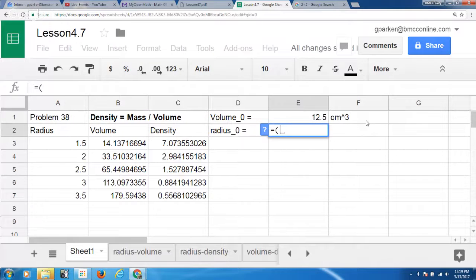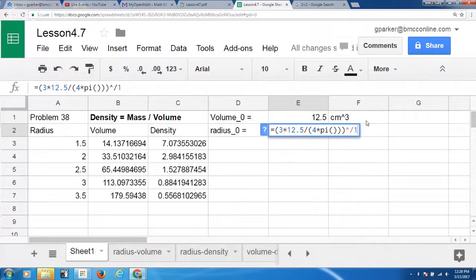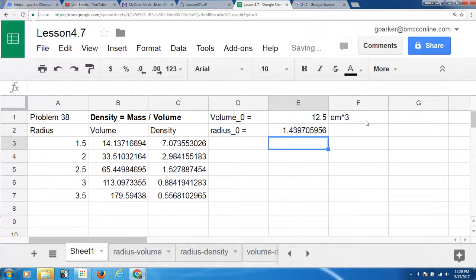Equals, let's see, where were we? We were 3 times 12.5 divided by parentheses 4 times pi, which needs a little parentheses on it itself. The whole thing is raised to the power of 1/3, parentheses, and that should give me 1.44-ish for the radius.